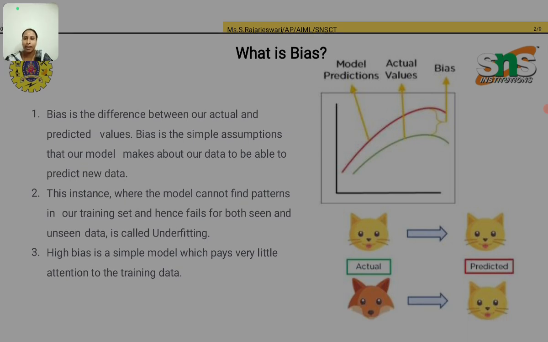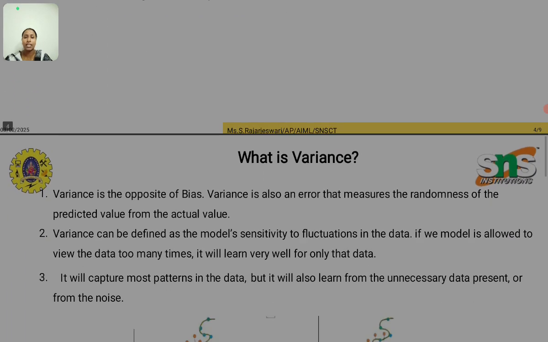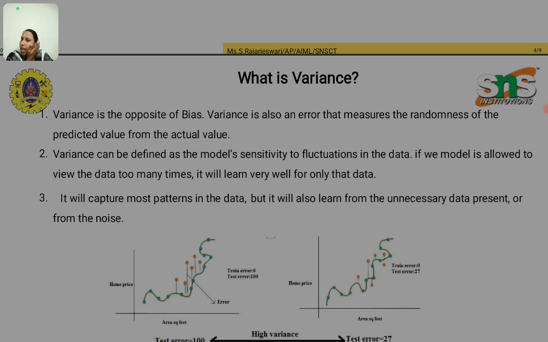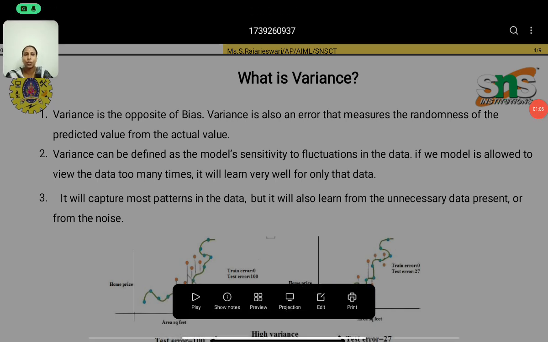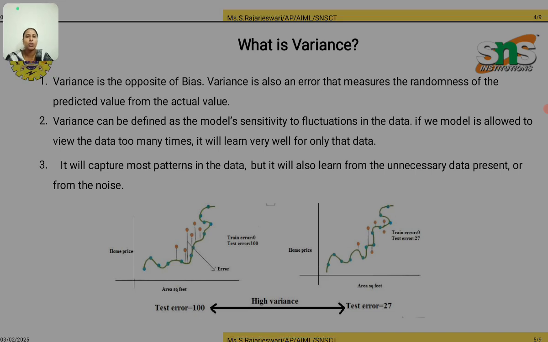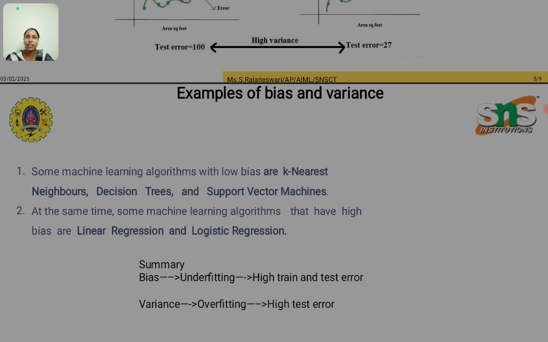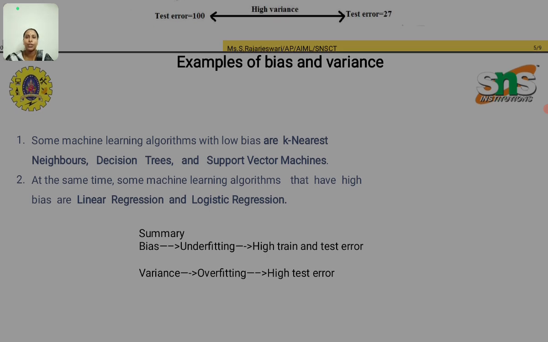The instance where the model cannot find patterns in the training set and hence fails for both seen and unseen data is called underfitting. So the characteristics we have already seen in the last class. The main thing is variance, which can be defined as the model's sensitivity to fluctuations in the data. If the model is allowed to view the data too many times, it will learn very well for only that data. So it will capture most patterns in the data, but it will also learn from the unnecessary data, or from noise. So this is the variance. The example we have already seen in my last lecture video, I will just give an overview of that.